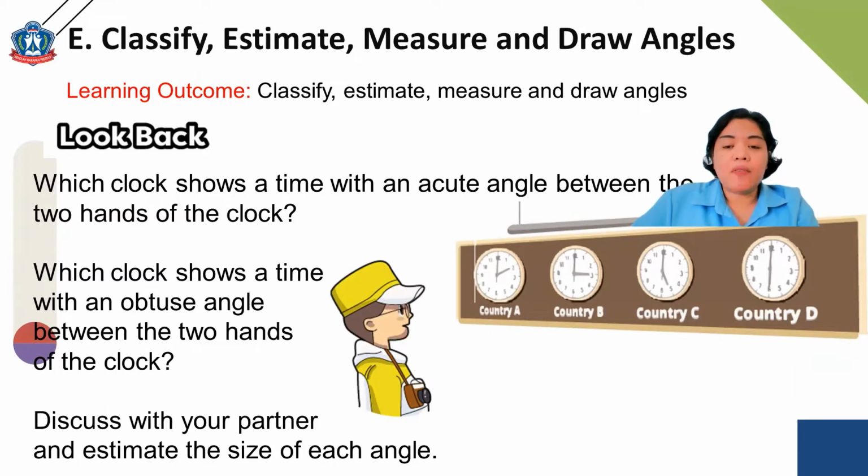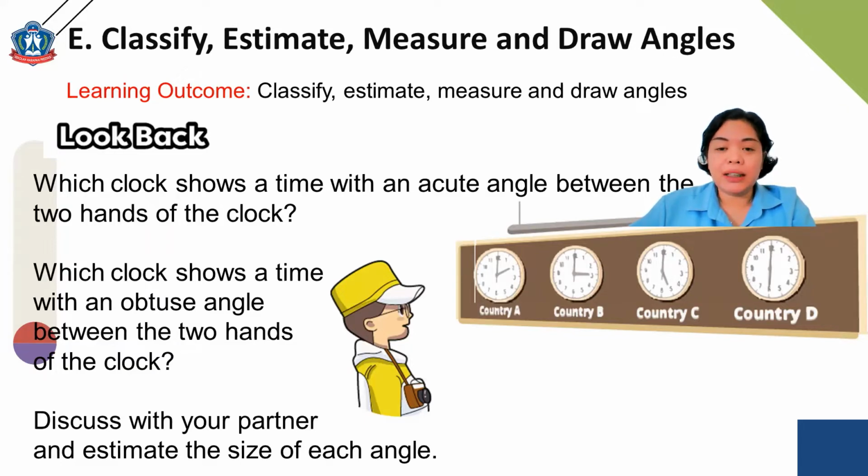So I have here 4 clocks around the world. These clocks represent each country. Look at the clock for country A. Look at the hands of the clock. What kind of angle does it show? It is an acute angle, right? Because the angle is less than 90 degrees.